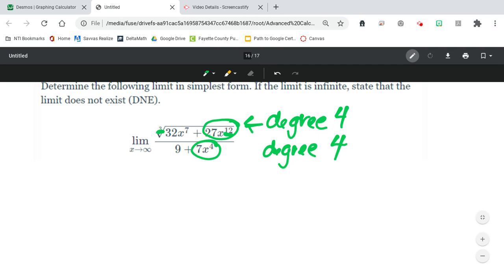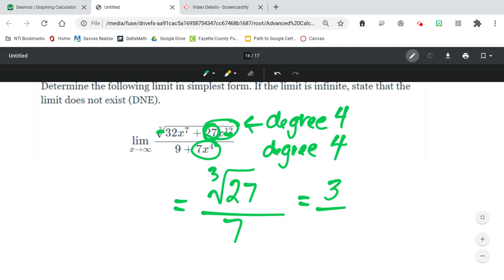And so if I think of the leading coefficients, I've got a 27, but it's being cube rooted. So the cube root of 27 over 7. The cube root of 27 is 3 over 7.